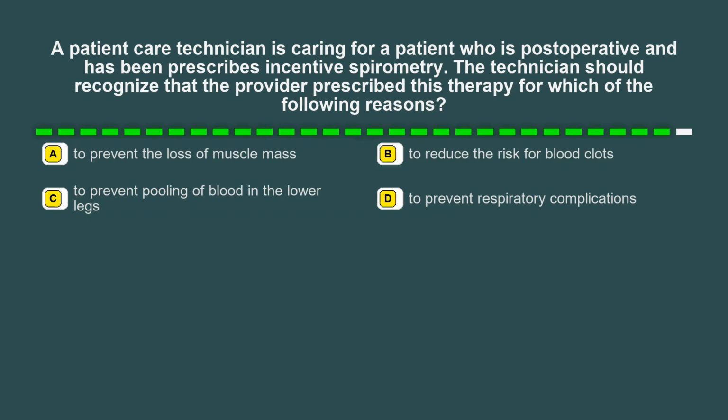Question 37. A patient care technician is caring for a patient who is postoperative and has been prescribed incentive spirometry. The technician should recognize that the provider prescribed this therapy for which of the following reasons? Option A, to prevent the loss of muscle mass. Option B, to reduce the risk for blood clots. Option C, to prevent pooling of blood in the lower legs. Option D, to prevent respiratory complications.